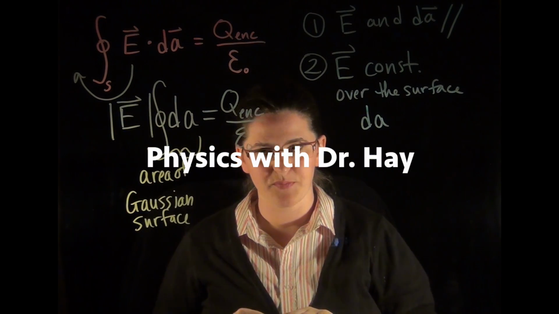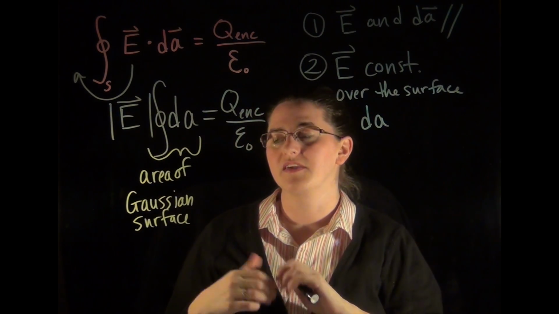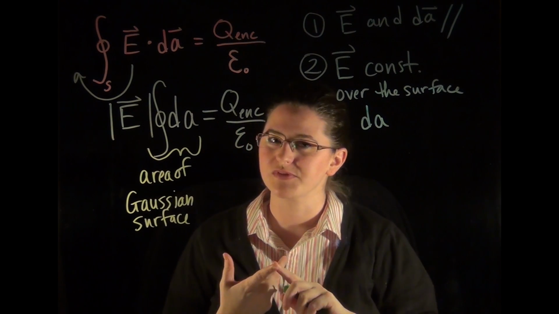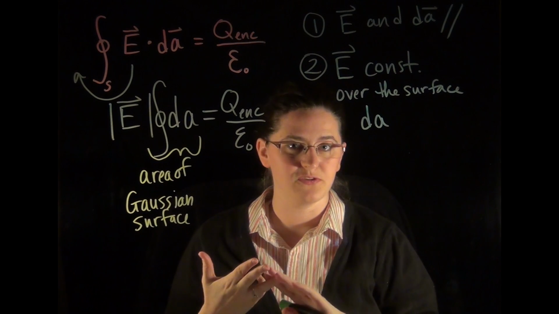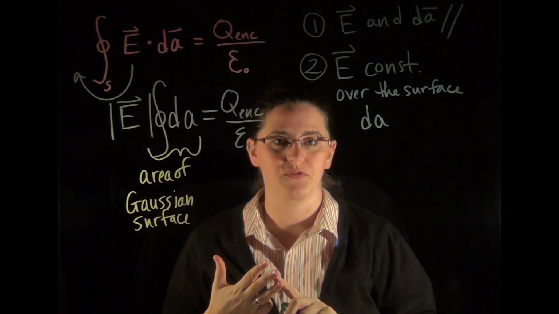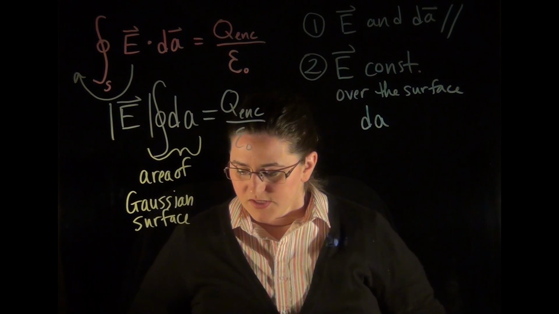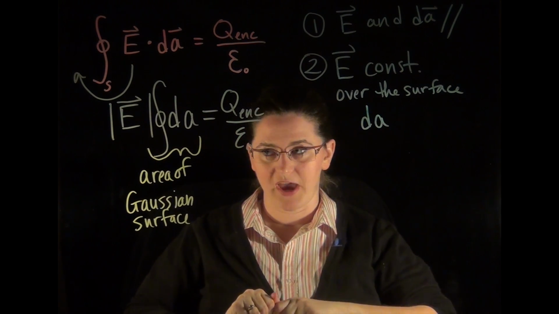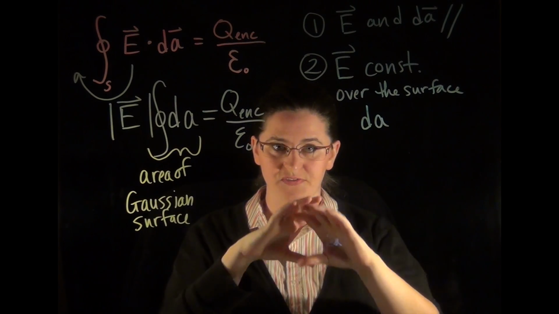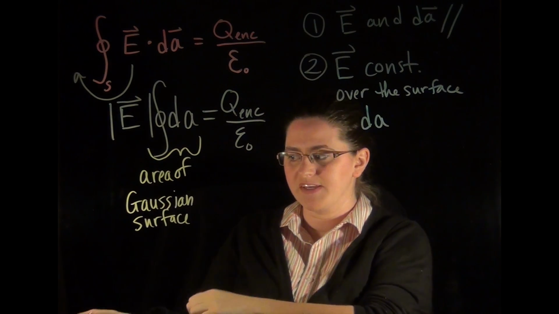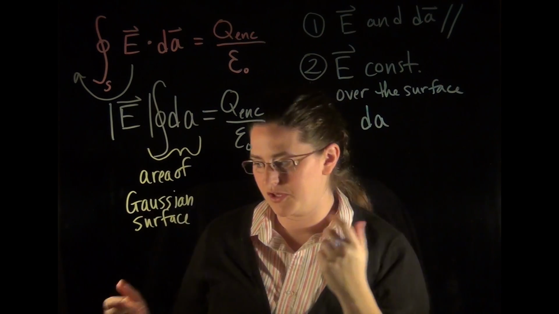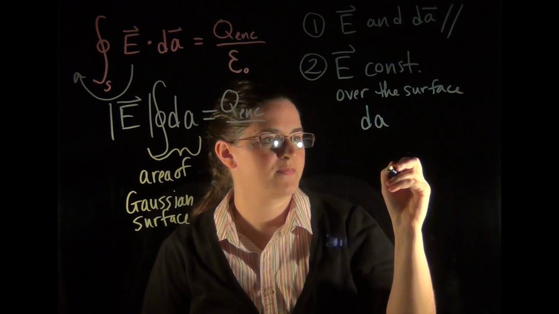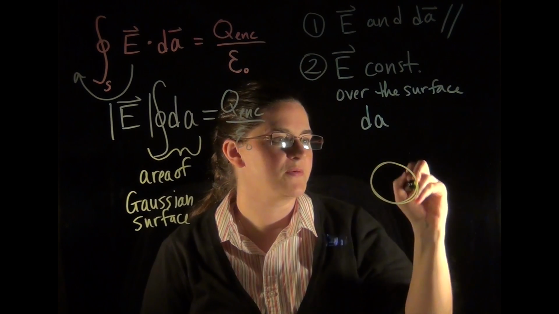So let's look at an example of applying Gauss's law to a symmetric situation. And you really only want to use it when you've got symmetry and uniformity. Symmetry and uniformity. So let's say we're trying to find the electric field outside of a charged sphere that's uniformly charged and has a total charge little q.